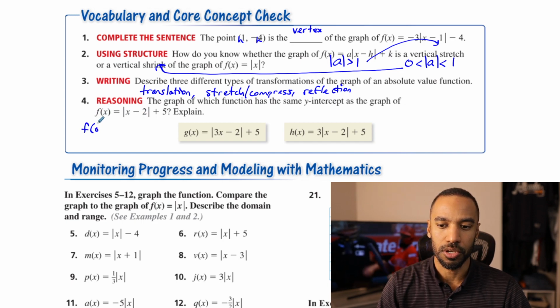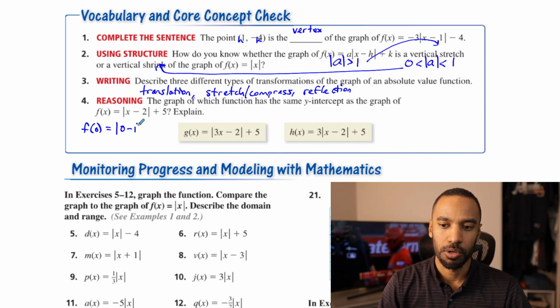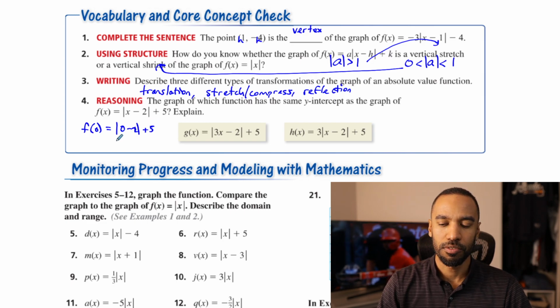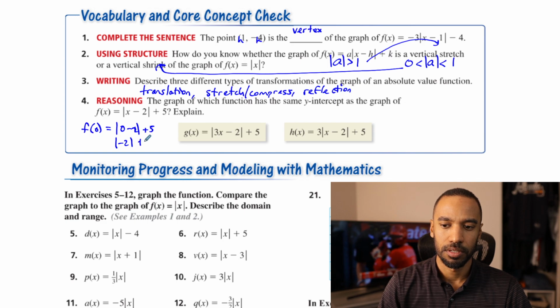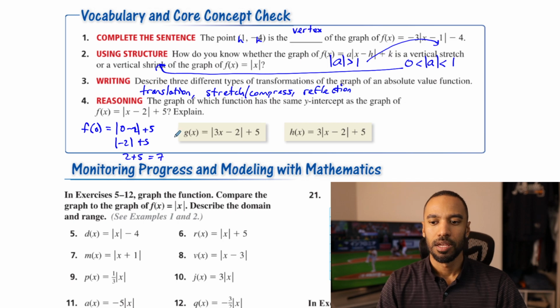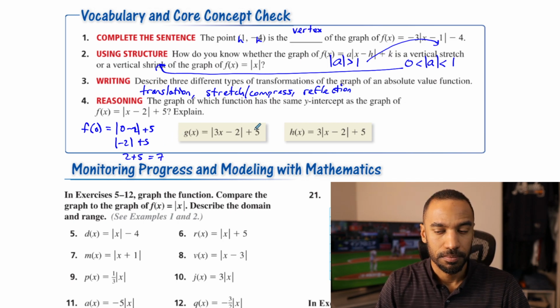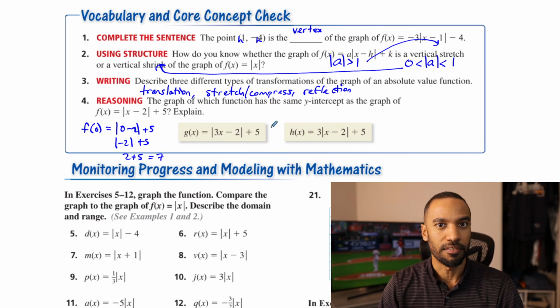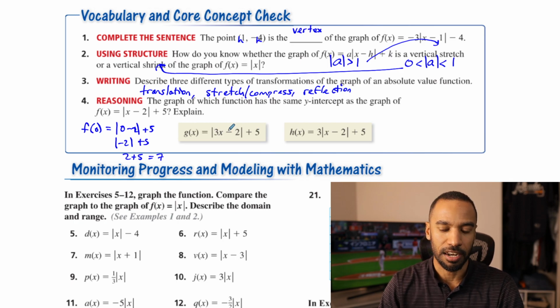Let's substitute 0 into there. 0 minus 2, plus 5. Absolute value of negative 2 is 2. And 2 plus 5 is 7. So the y-intercept of this one is 7. And the question is, which one here would give us 7 if we plugged in 0? Let's do that kind of manually.